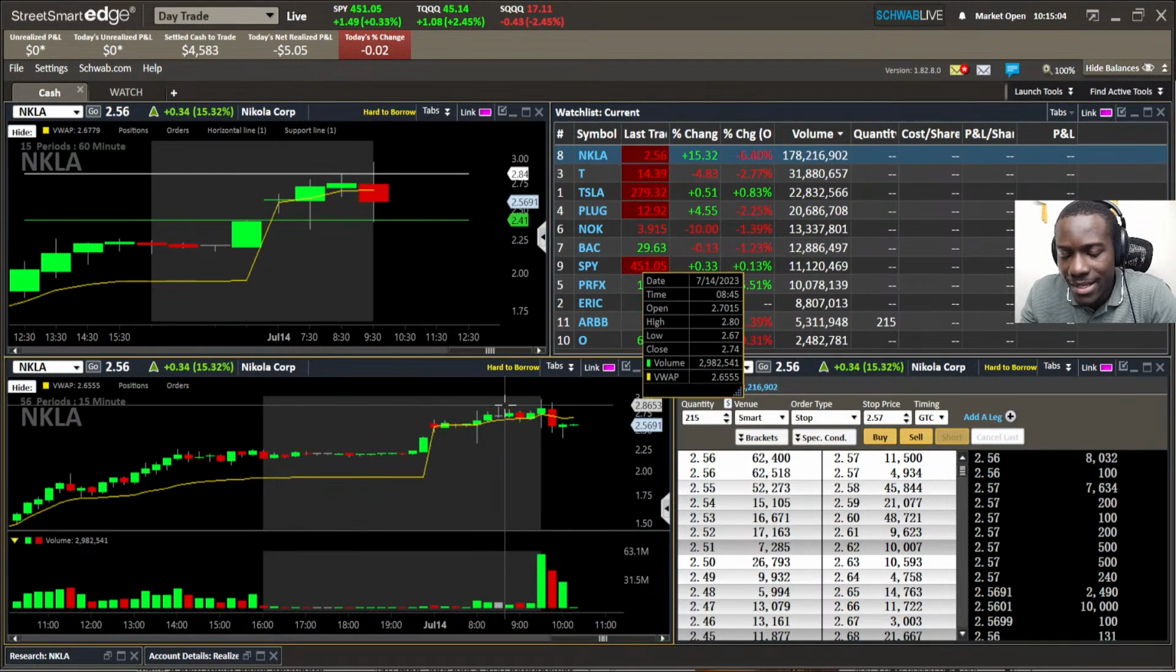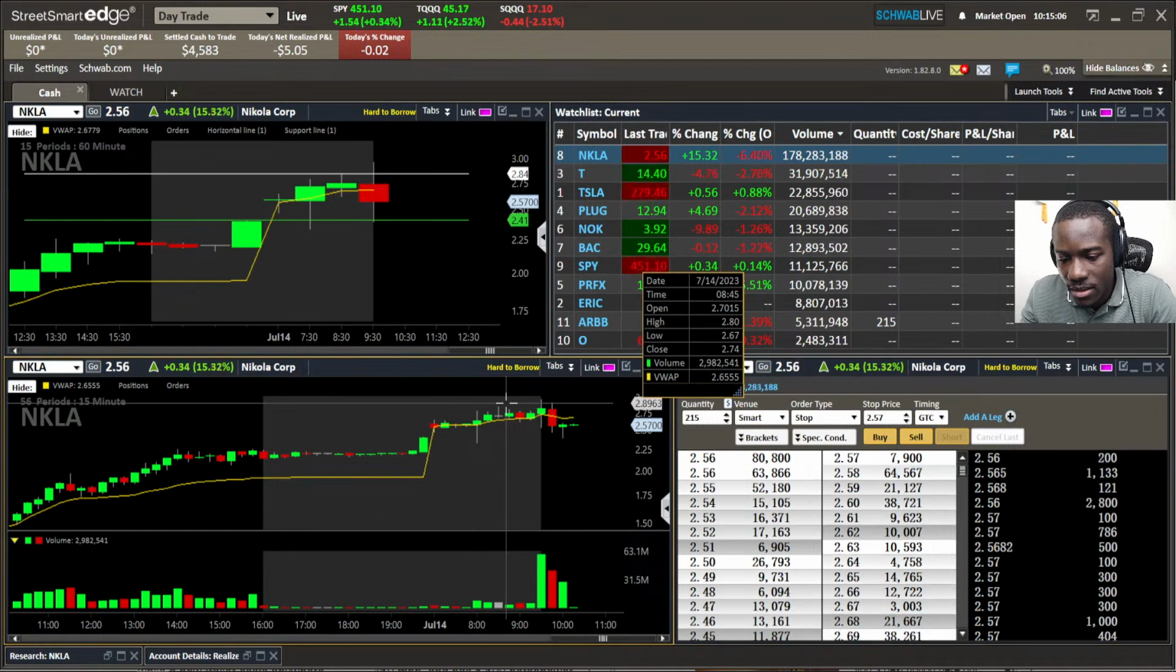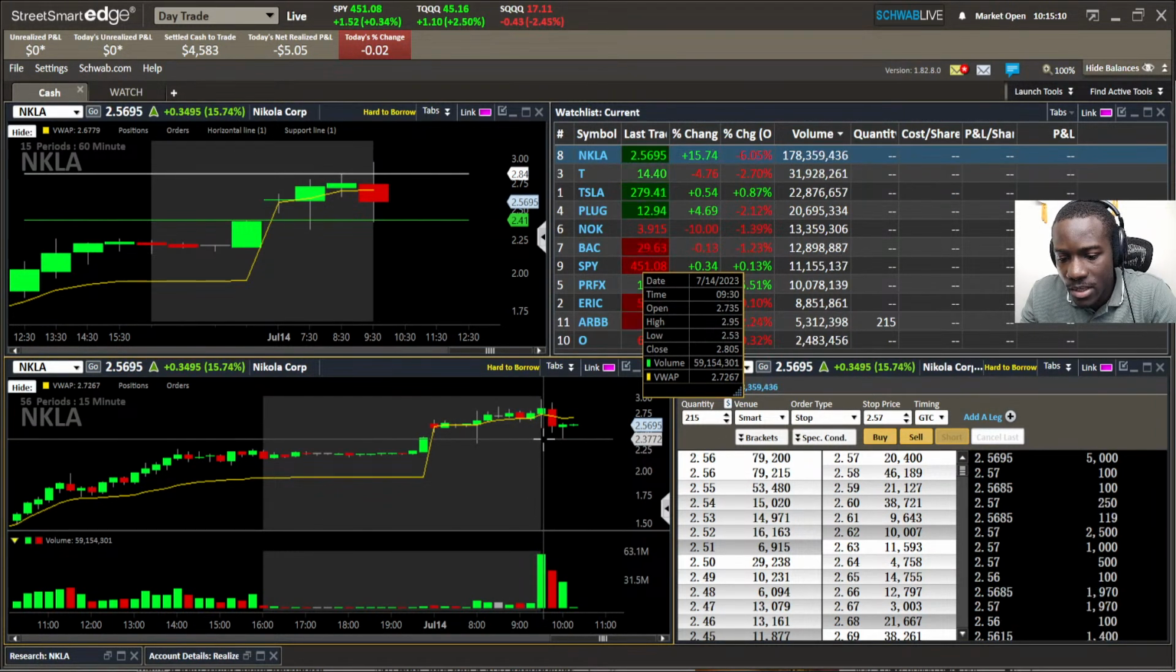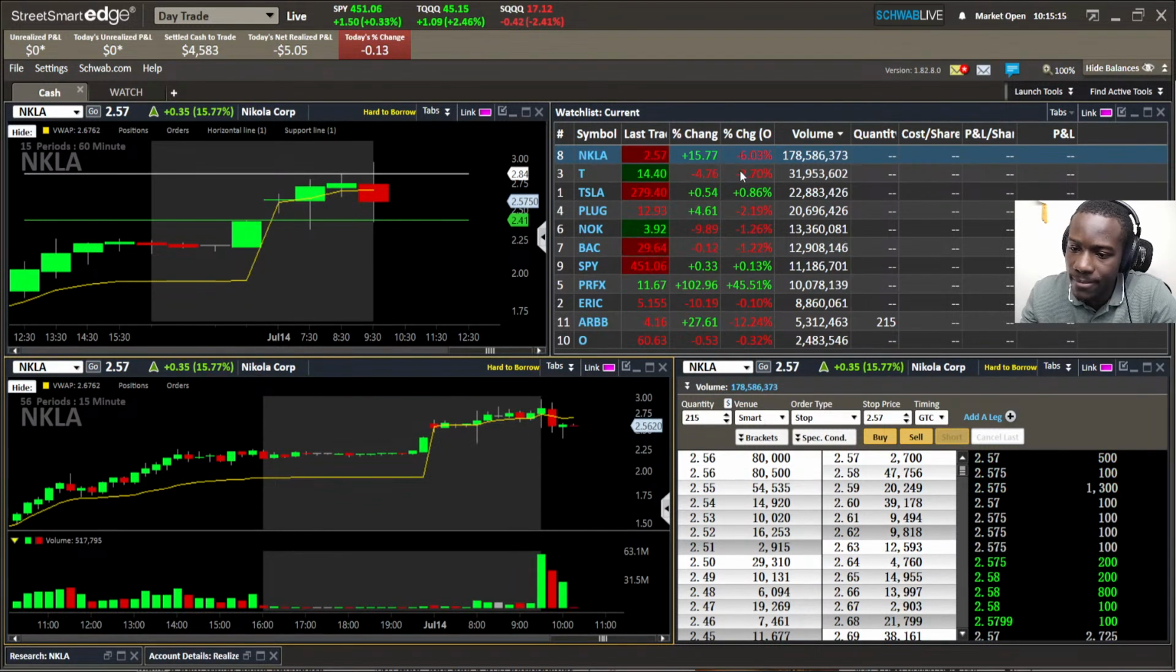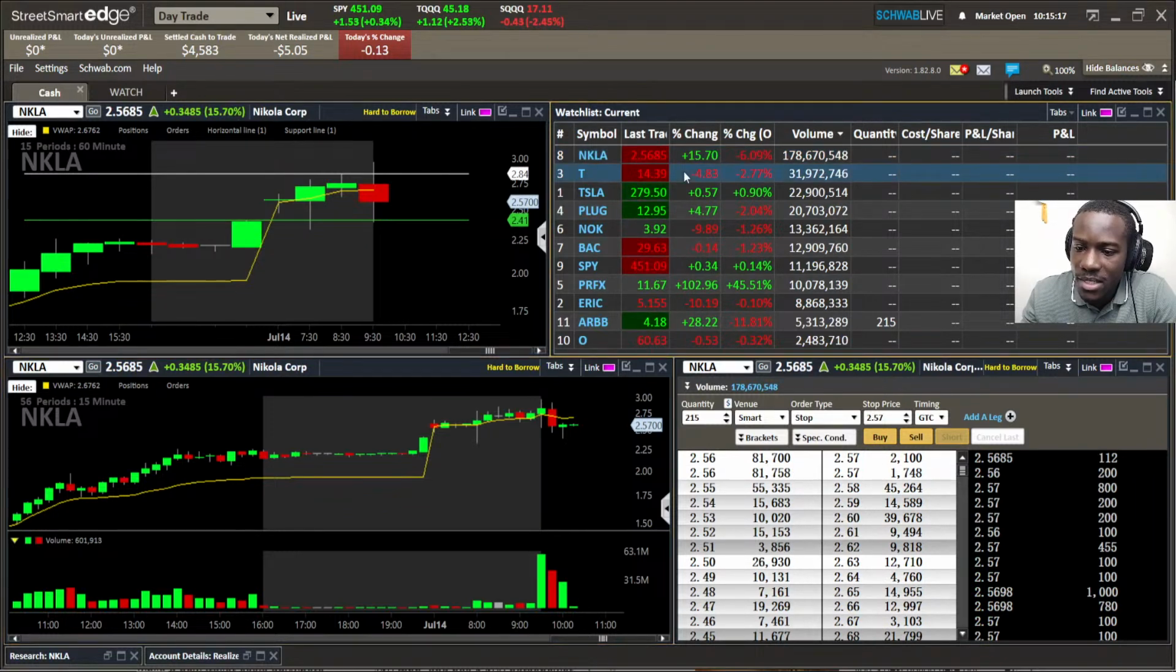NKLA. This one, it just doesn't have range. That's the only thing about it. That's a 40-cent drop, and then what, 37 up to 61. So it has a little bit of range, but only up 15%.